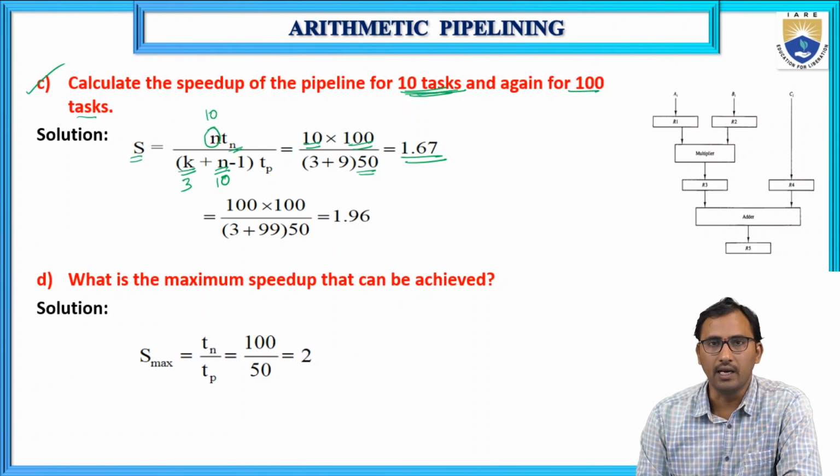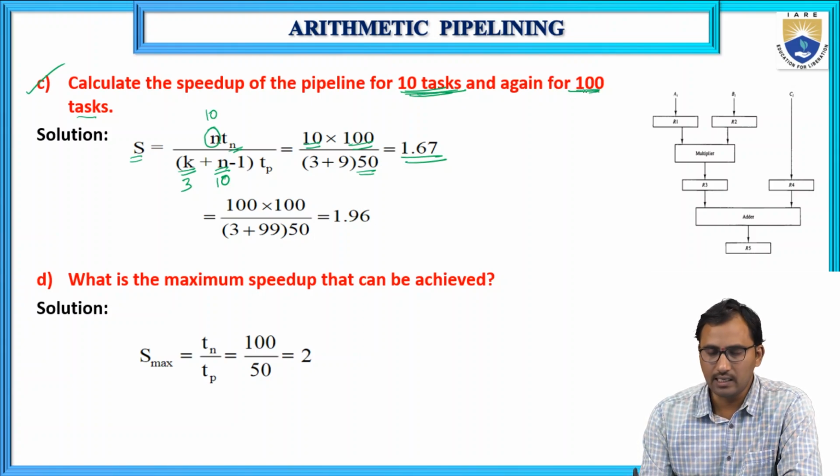Similarly, we need to calculate speed up factor for 100 tasks. So that is equal to 100 into 100 by 3 plus 99 into 50. So only the n value will change. In first case we are considering 10. In the second case we are considering the 100 tasks. So with that we will get a speed up factor 1.96.